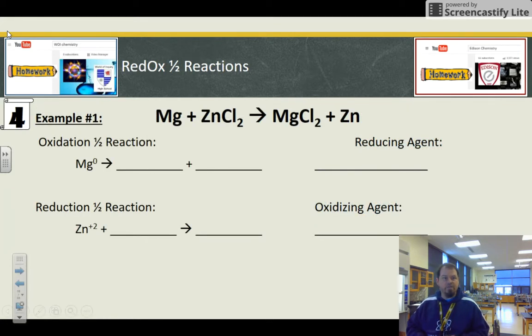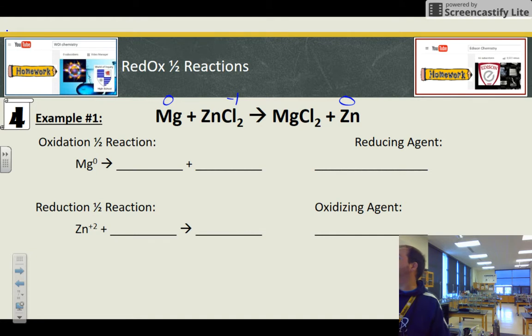So let's go ahead and do this, and I'm going to start with what I kind of expect you guys to do. First things first, let's label up the charges across the top. Lone elements are 0. Let's start there. Then Cl is a -1, and there's 2 of them, so the overall charge is -2. So therefore, zinc must be a +2. Cl is a -1 times 2 is a -2, therefore this must be a +2.